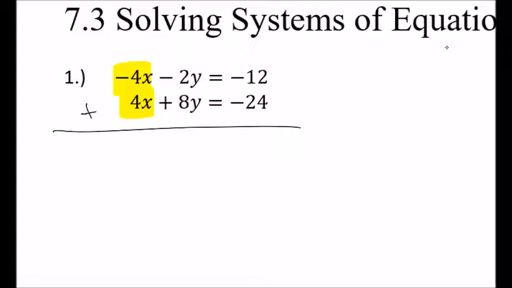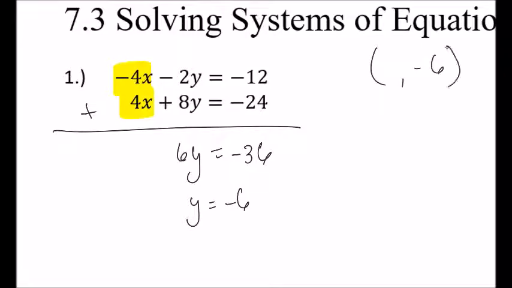Negative 2y, positive 8y, positive 6y. Negative 12, negative 24, negative 36. y is equal to negative 6. So we know what the y is. It's a negative 6. Let's plug that in.